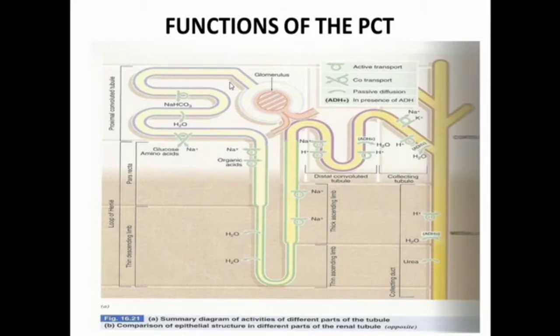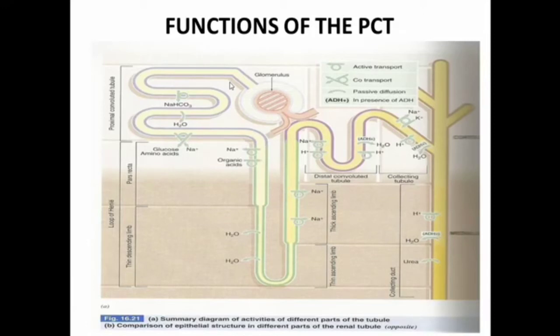About 65% of the water and sodium which is present in the glomerular filtrate is reabsorbed in this portion. This is very important. Then comes the nutrients, like glucose. For the reabsorption of glucose, this proximal convoluted tubule is the sole site. This is the only site where the reabsorption of glucose can take place, because once glucose crosses this proximal convoluted tubule, then it cannot be reabsorbed, and it will appear in the urine.